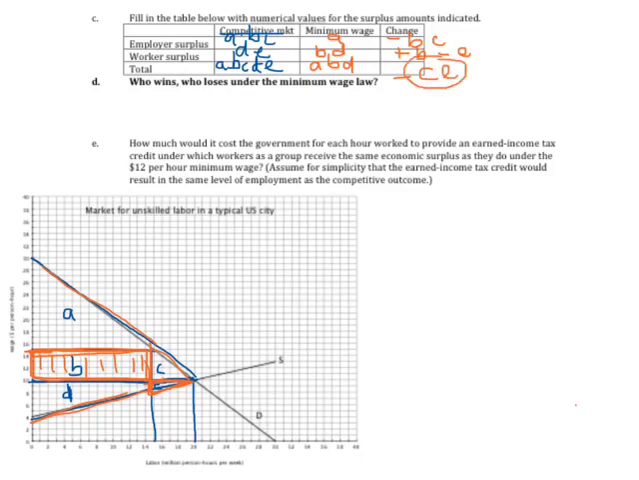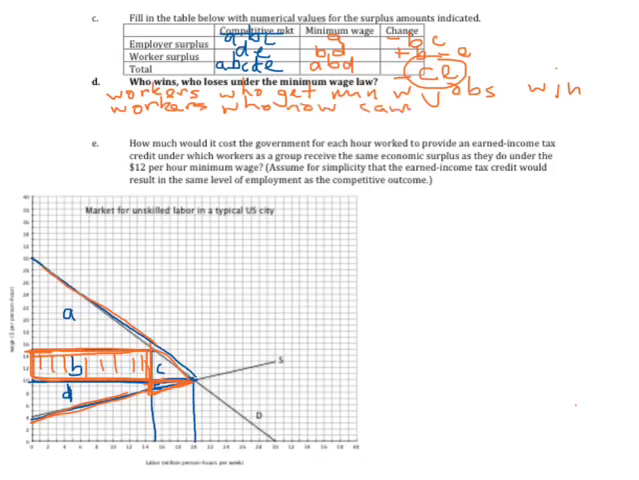So who wins, who loses? Most people say, oh, workers win, but that's not quite right. Workers who keep jobs, or who get the minimum wage jobs, win. Workers who now can't find work lose. And then employers unambiguously lose.